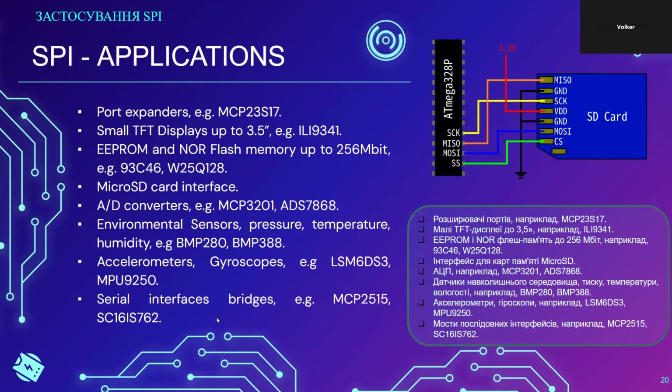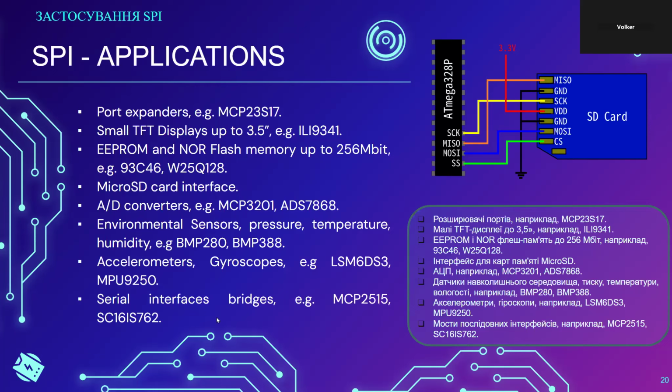In this case, up to 256 megabit. EEPROMs, of course, are smaller. Typical examples for EEPROM is, for example, a 93C46. For NOR flash memory is a W25Q128. If you don't know what the difference is between EEPROM and NOR flash, a quick reminder, EEPROMs are typically smaller, partially very, very small. For example, the 93C46 is a 1 kilobit device. It is 128 bytes.